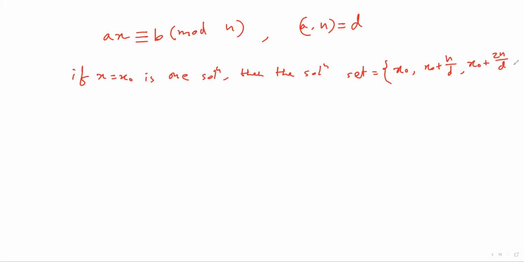That is, keep adding n by d up to the point you reach x naught plus, technically, (d minus 1) times n by d. If you add another n by d with this guy, you'd end up getting x naught plus n, which is congruent to x naught, because we are in mod n. Do not write mod n by d here. Be careful. So this is the governing idea.